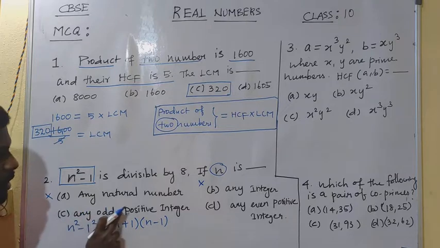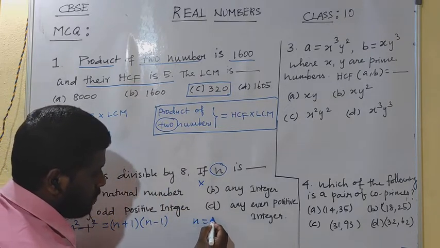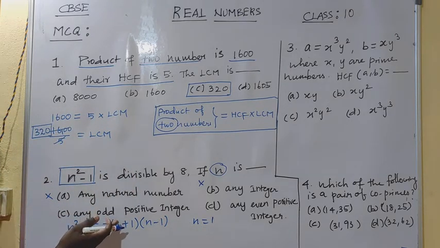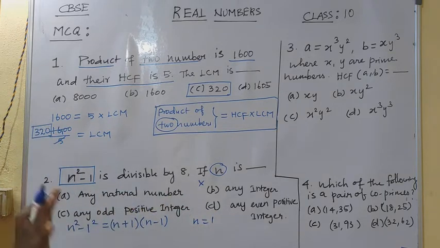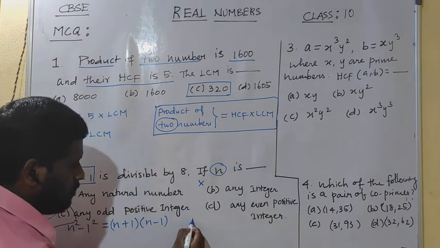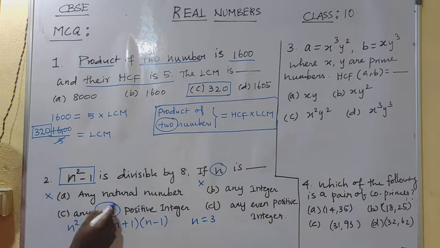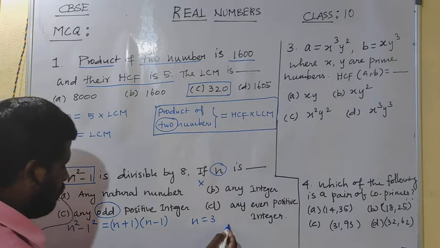Now let us check any odd positive integer. You can take n is equal to 1, and when I took n is equal to 1, I got the answer. It was divisible because 0 is divisible by 8; 0 by 8 is 0. Right? Then let me take 3 now, because here they are asking any odd positive integer. Odd positive integer means the numbers I can take are 1, 3, 5, 7, like that it goes. Let me check with 3, children. Apply 3 here.